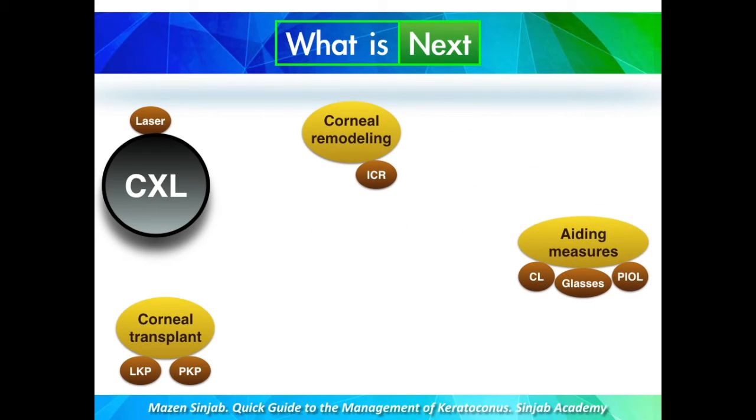Now, if we do laser vision correction with corneal cross-linking, can we go for the other corneal remodeling option, which is intracorneal ring, including myoring? Yes, we can, but it is very unusual to do this. Usually, laser vision correction is done for mild irregularities, while intracorneal rings and myoring are done for moderate to high corneal irregularities.